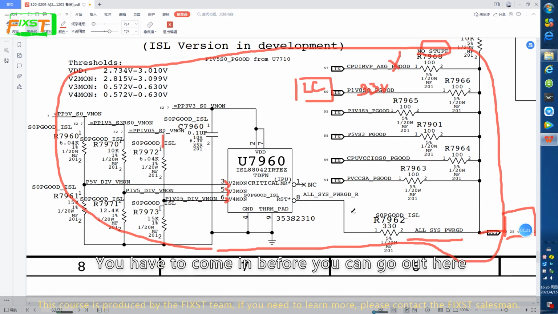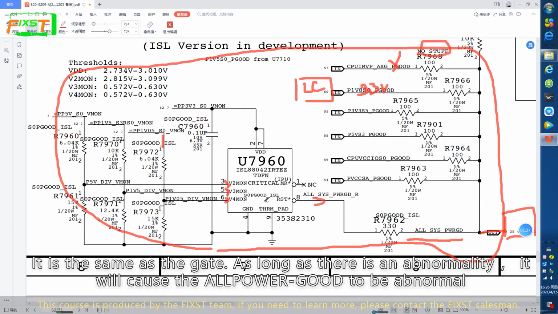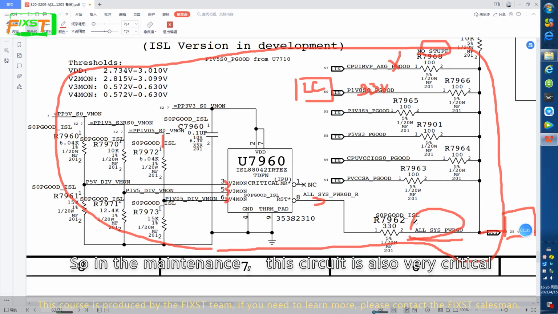You have to come in before you can go out here. It is the same as a gate. As long as there is an abnormality, it will cause the whole power grid to be abnormal. So in maintenance, the circuit is also very critical. Before we check the clock, let's see if the PG signal can be found.